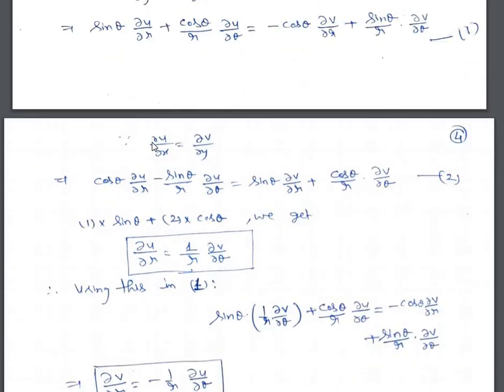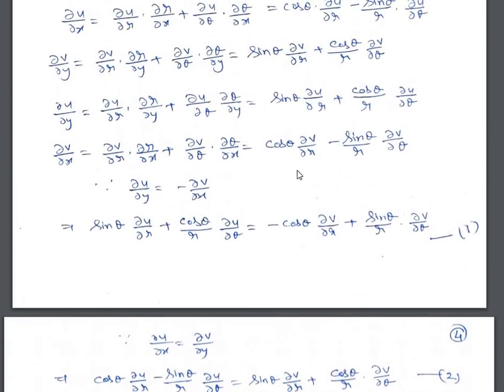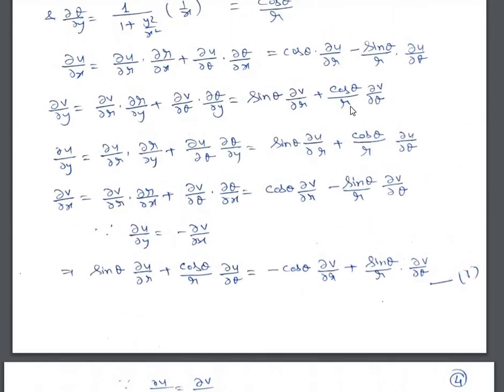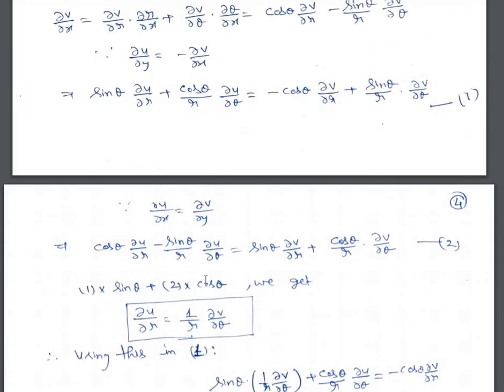And the first Cauchy-Riemann equation is del u upon del x is del v upon del y. So put the values of del u upon del x from here and del v upon del y from here. Okay. So this was the first equation and this is the second equation. Now multiply 1 by sin theta and 2 by cos theta and add these two equations. Then we shall get del u upon del r is equal to 1 upon r del v upon del theta.